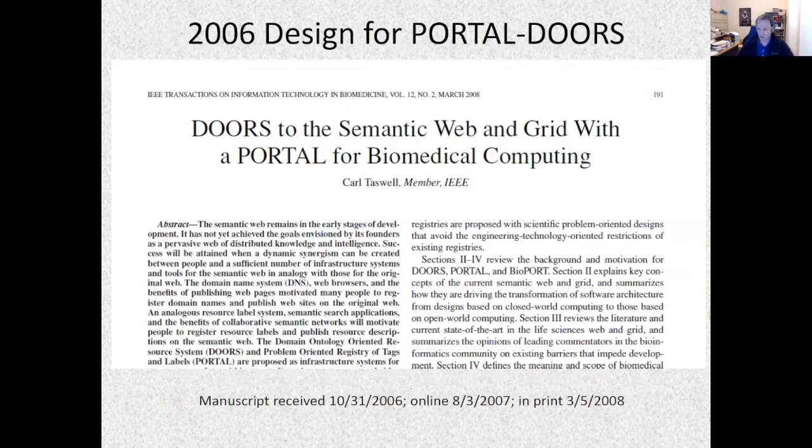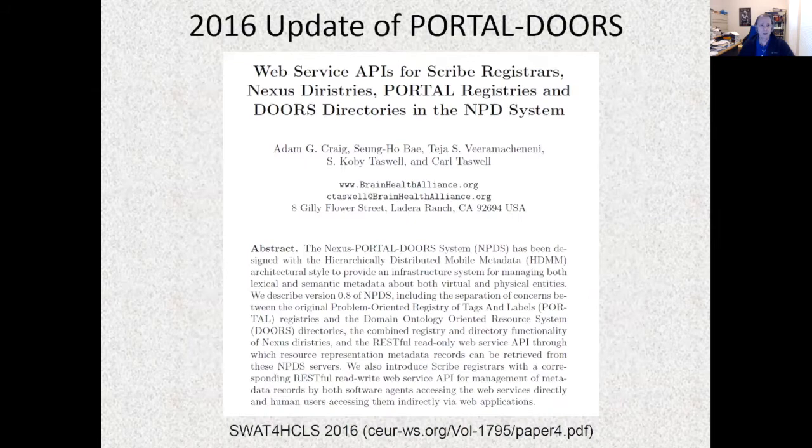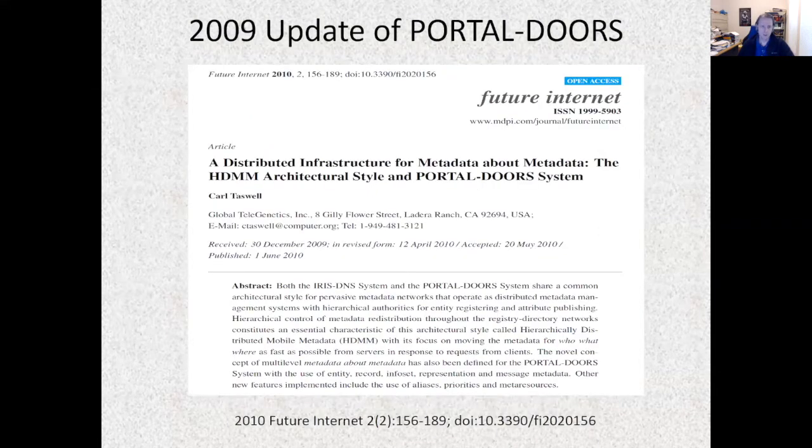The very first proposal for this design was actually done in 2006, and it appeared in IEEE online in 2007. There was a pretty important update where this notion of metadata about metadata and the HDMM architectural style was discussed in 2010. Well, actually, that work was done in 2009, but it appeared in 2010.